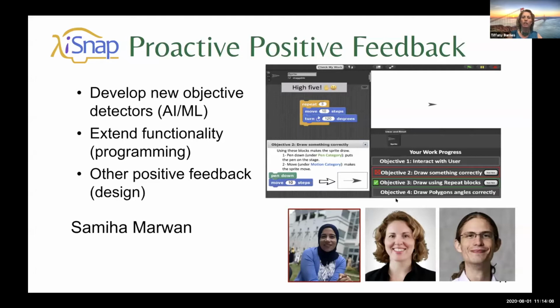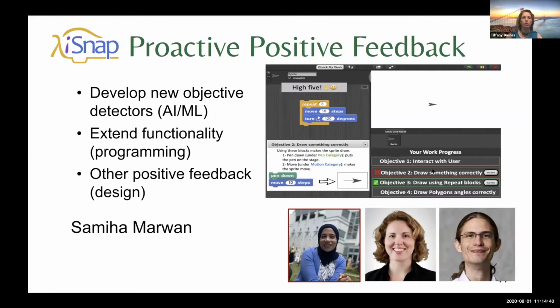And we've actually taken over some of the screen real estate underneath the sprites on the Snap stage, so that when students are working on this program, they can see what objectives they need to accomplish. And whenever our program detects that there's a match between what this student is doing and what a previous student has done, it puts a green check and a green box around that objective. And then if they drag that code away that solves that objective and it gets broken, it actually will turn red like this. It'll have an X and a red box around it.